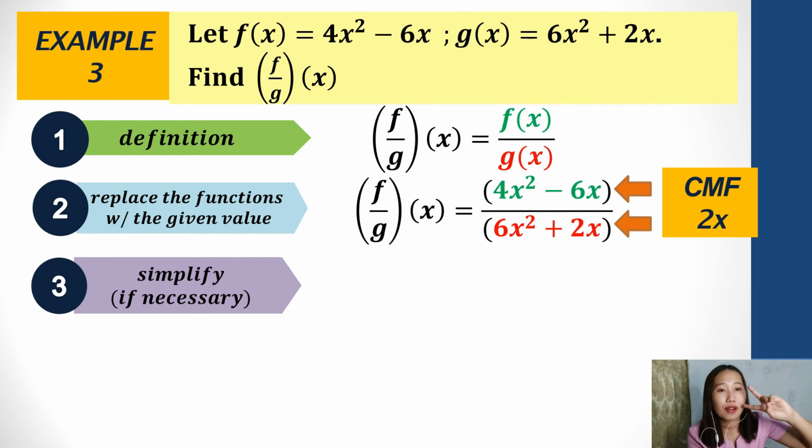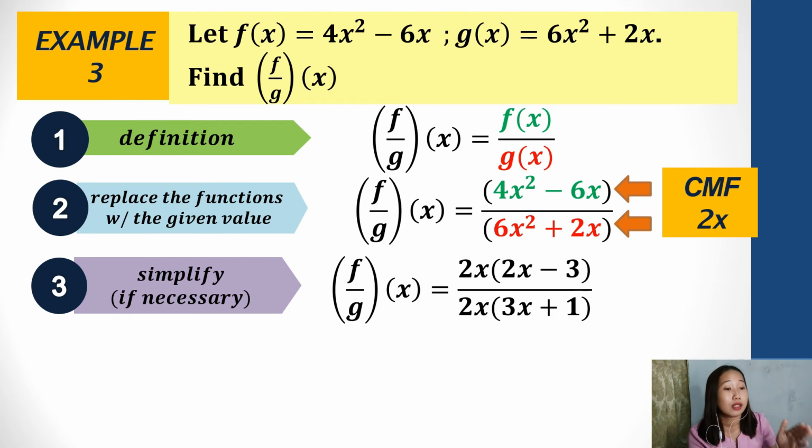So, itong dalawang function na to ay pwede siyang ma-divide ng 2x. Meaning, silang dalawa ay may factor na 2x. Okay? So, isulat na natin siya. We have, since meron tayong CMF na 2x, ilalabas natin yung common factor niya. Ayan, no? Nilalabas siya sa itaas at sa ibaba. So, 2x, quantity, 2x minus 3.